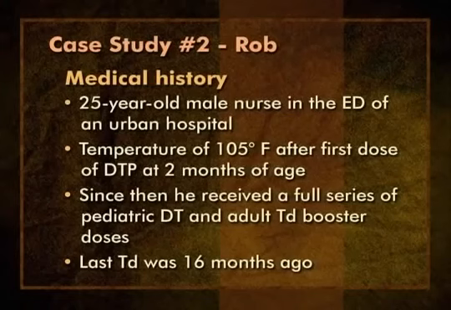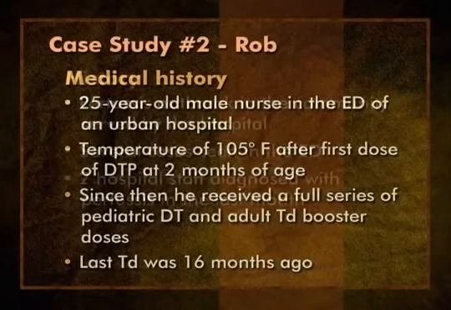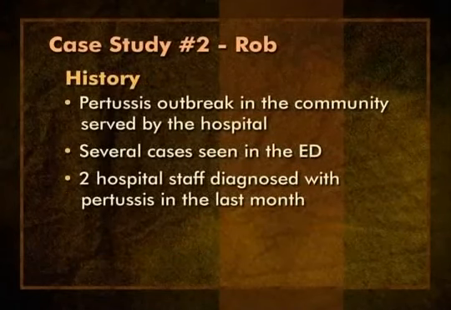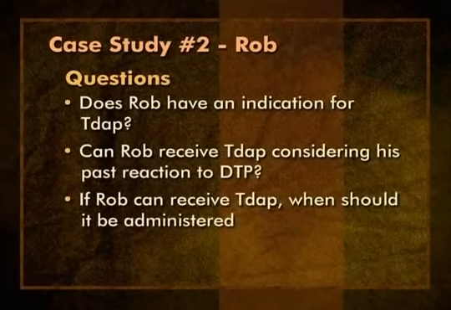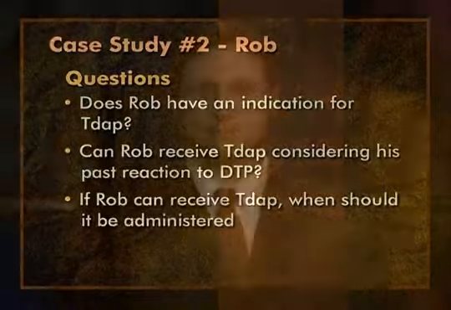He is up to date for all other vaccines. Rob reports that there is a pertussis outbreak occurring in the community served by the hospital where he works. Several cases have been seen recently in the emergency department, and 2 hospital staff members have been diagnosed with pertussis in the last month. Here are the questions we would like you to consider. Does Rob have an indication for Tdap? Can Rob receive Tdap considering his past reaction to DTP? And if Rob can receive Tdap, when should it be administered?